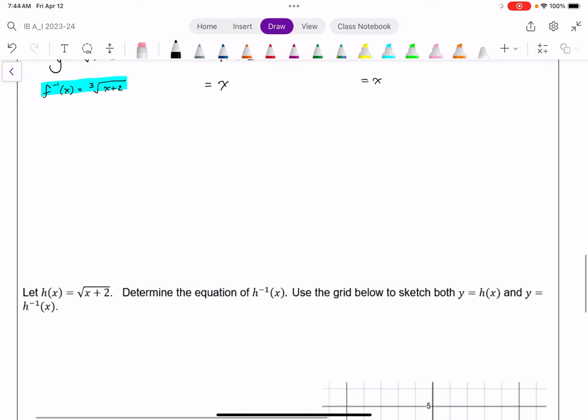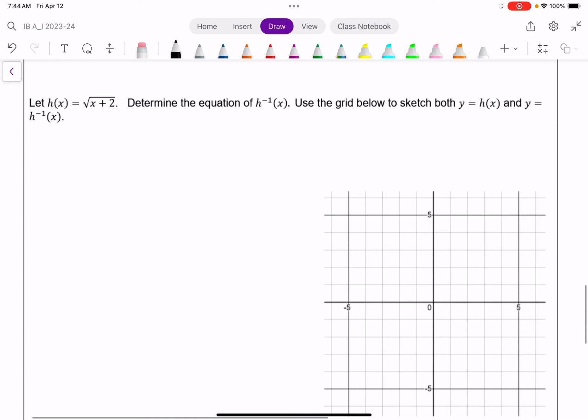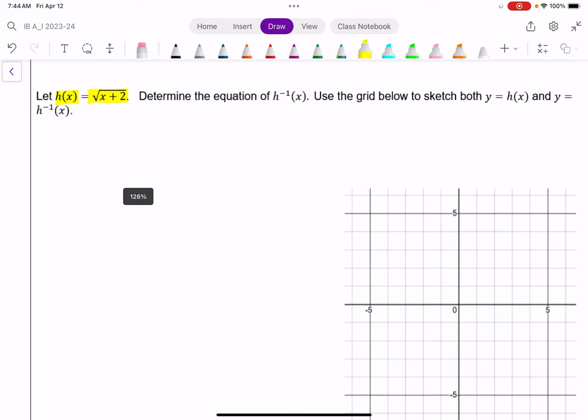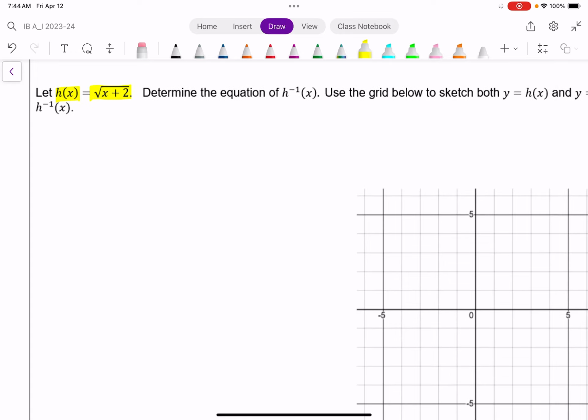All right, lastly, let's look at a new function, function h, which is a radical function, or a square root function. It's just the square root of x plus 2. I want to find the inverse, but then I want to graph both on here. And this question can be deceivingly tricky. So let me get straight to it.